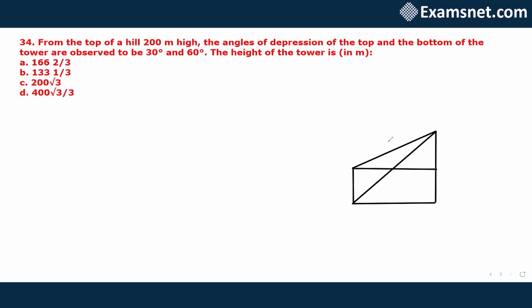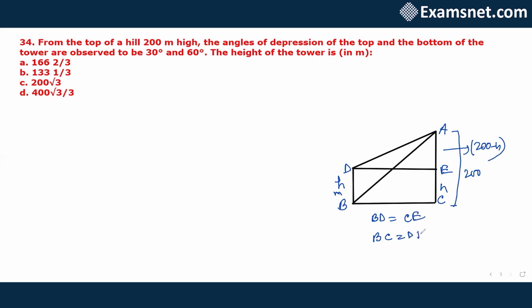Let me first explain the above scenario in the diagram. Let's say here AC refers to the hill which is 200-meter high, and here BD is the tower. We can assume the height of the tower as h meter. From the diagram we can say that BD equals CE, so CE is also h meter. Since the total height is 200 meter, the length of AE will be 200 minus h. Also from the diagram we can say BC equals DE.